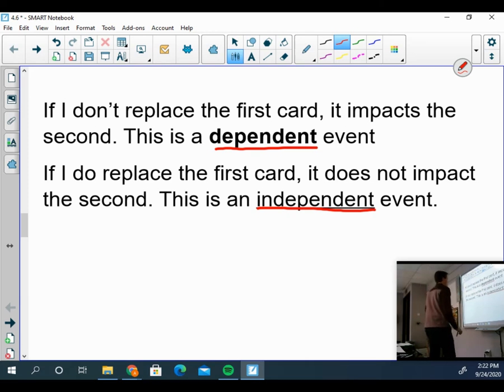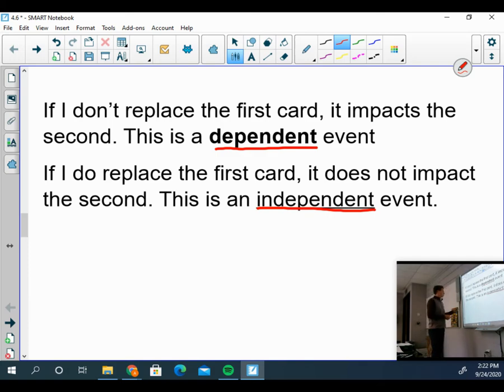Dependent versus independent. What? I draw the card, put it back, then draw another. Independent. My first draw didn't impact my second. If I draw the card and set it on the table, then draw another, it is dependent. Okay? You can think of a couple different situations here. If I roll dice and then pick them up and roll again, does the roll of my first die impact the second? No, it doesn't. Those would be independent events.